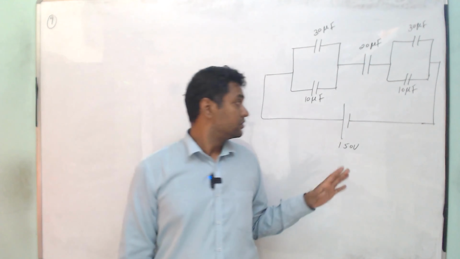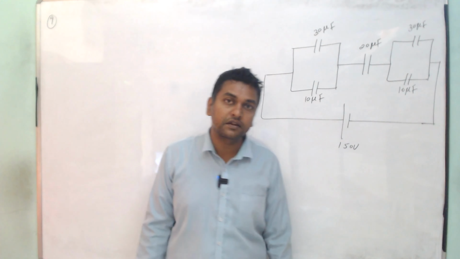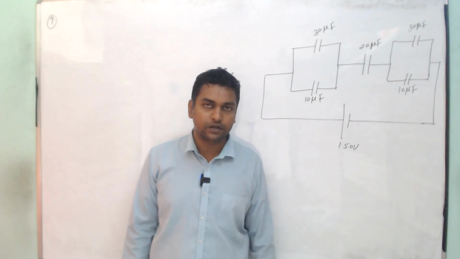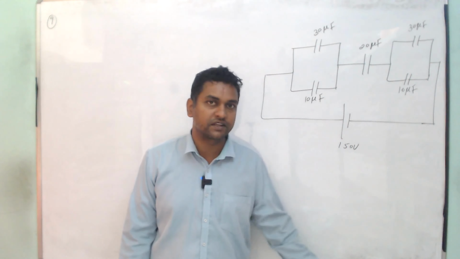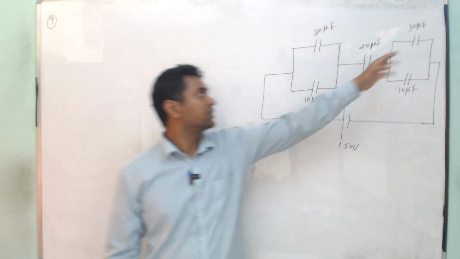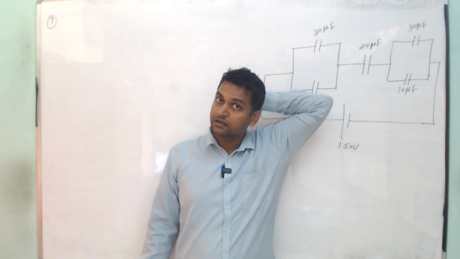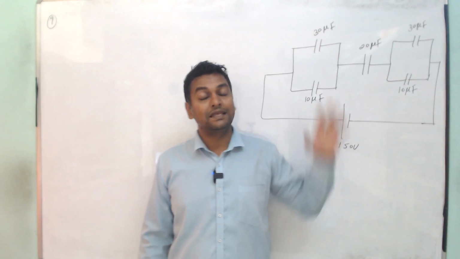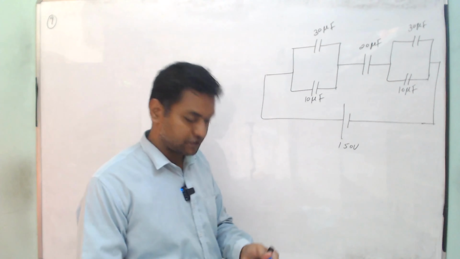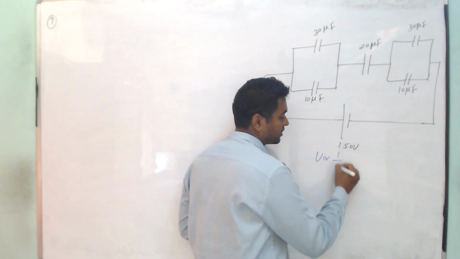Okay. So first, if I look at this figure, I don't know what he has asked in the question paper. But usually I will do this: 10, 30, 40, 10, 30, 40, 40, 40, 20, right? So in series, my charge is the same, Q is constant. So my potential is inversely proportional to capacitance.